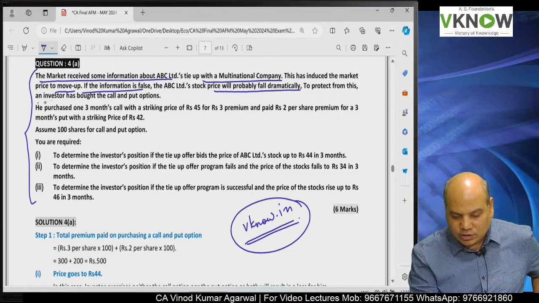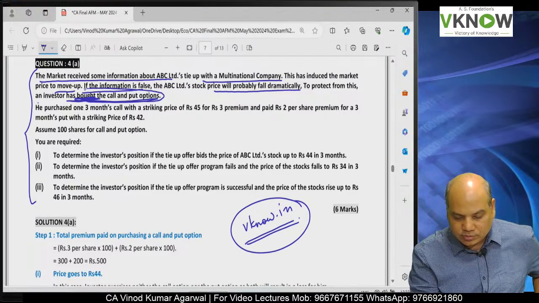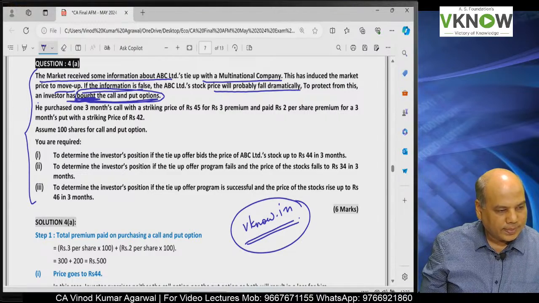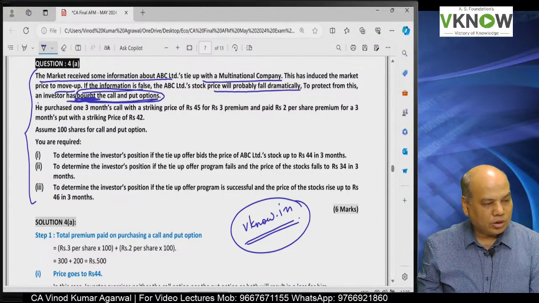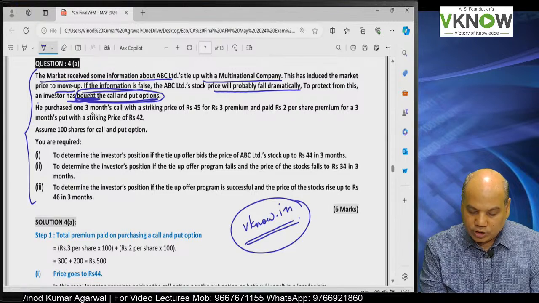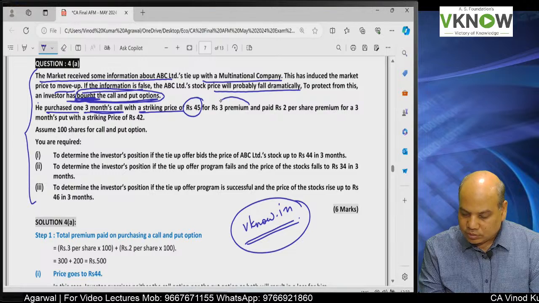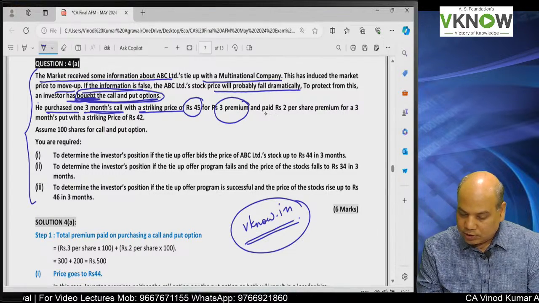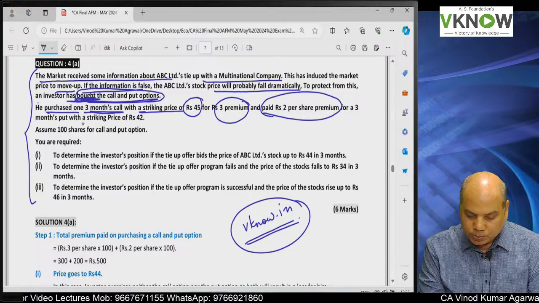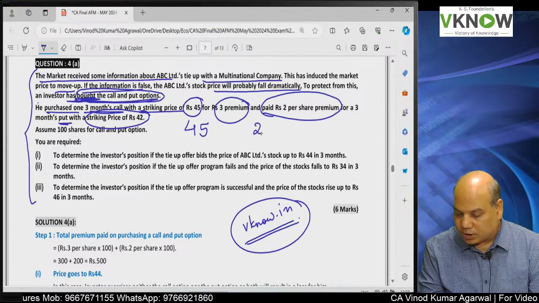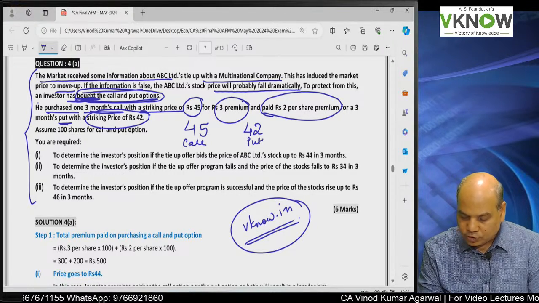To protect from this, the investor has bought, underline bought, because he will have to pay the premium on both call and put option. He purchased one 3-month call at a strike price of 45 by paying 3 rupees premium, and he paid 2 rupees premium for a 3-month put with a strike price of 42. So these are the two strike prices we have to keep in mind. For call option 45, for put option 42.